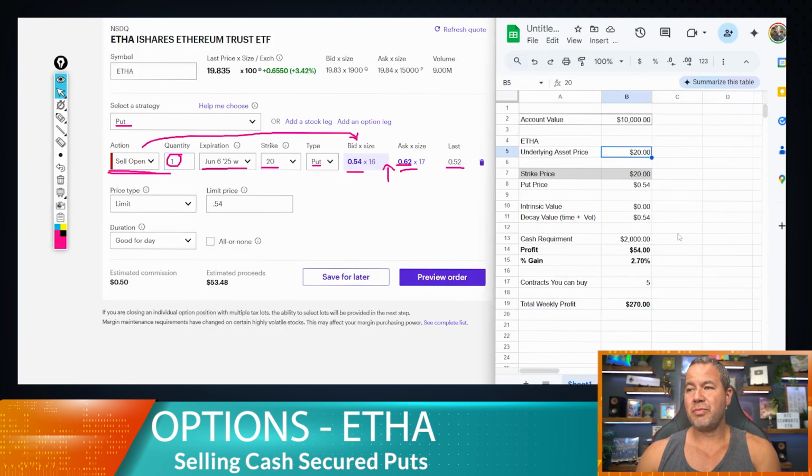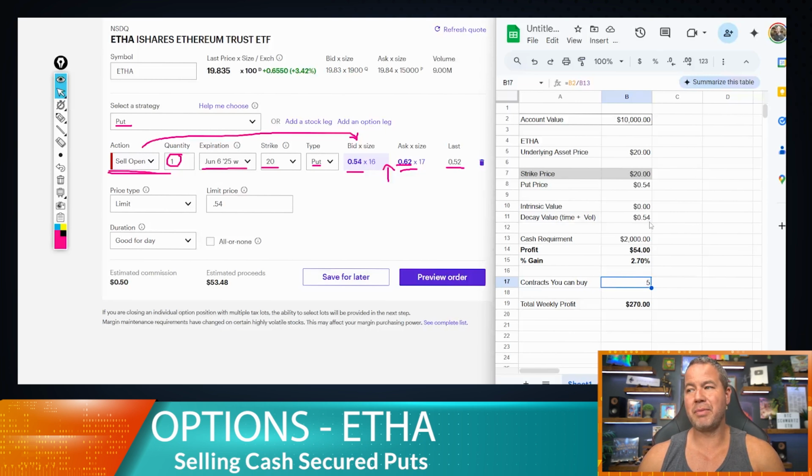Now, let's assume that everything is hunky-dory. The underlying asset price goes to 20. We make the full 54. It's the perfect scenario. And this thing expires absolutely worthless. There's zero intrinsic value at the end of the week, and we make $54 profit. Then we have a $270 weekly gain for the week, which is great. Okay, that's the perfect scenario.